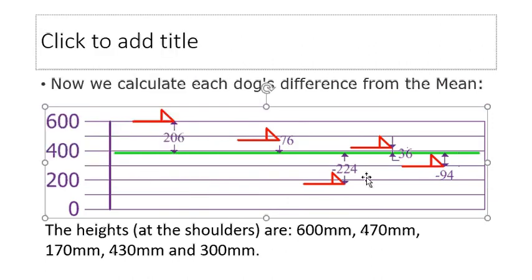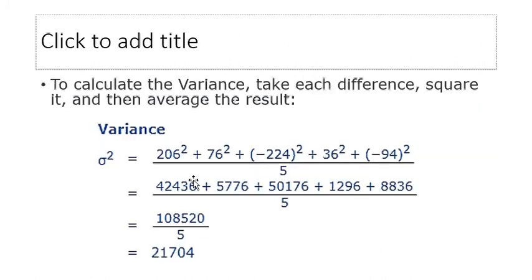Okay, so that's it. So the third dog is negative 224, the second dog is 76, the fourth dog is 36, and the fifth dog's difference from height to the computed average is negative 94. Okay, so we got now the differences. So to calculate the variance, of course we have to get the difference, square it, then average the result.